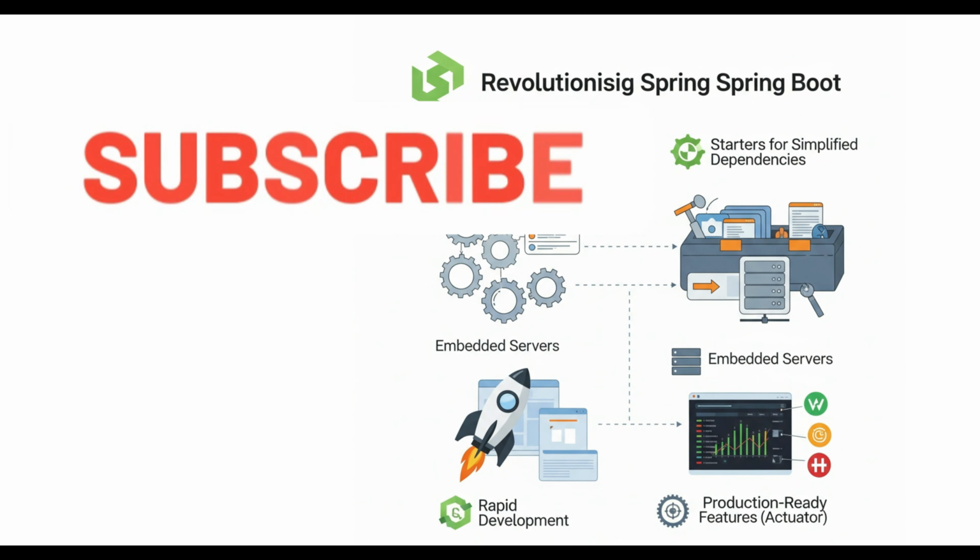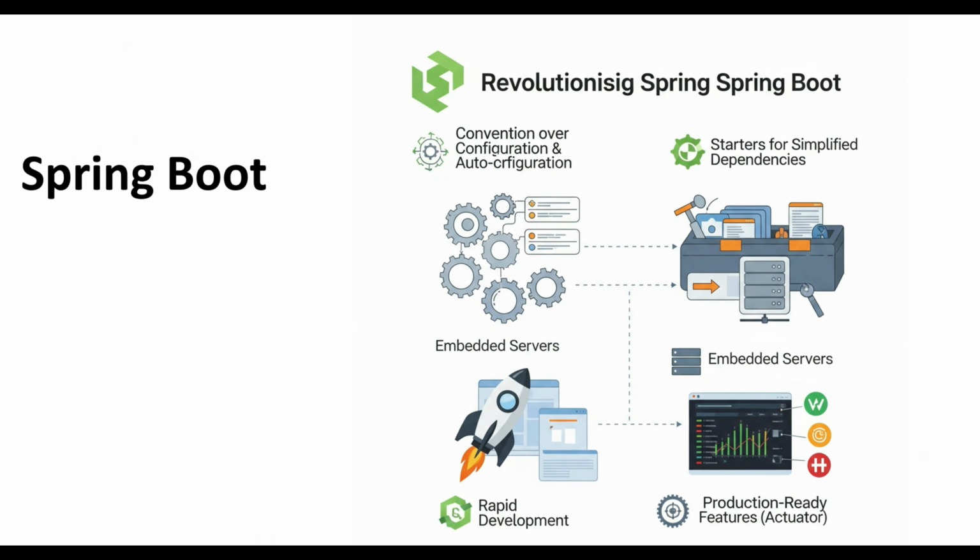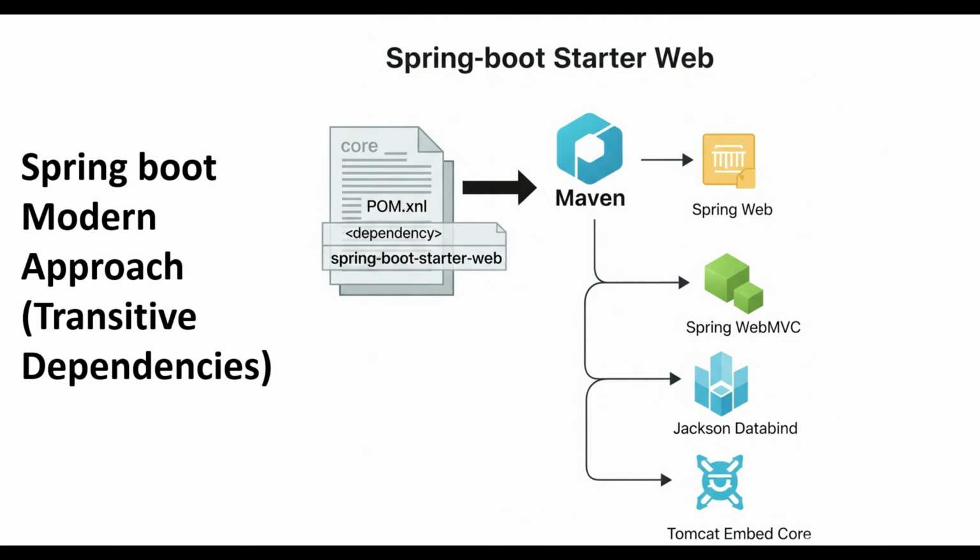It can check your health, it can check your metrics, it can check your environment variables, it can check some information about your application. It will give you all things, so it is very easy to operate. Now this is one of the added advantages. Now you see, like in pom.xml, the moment you add that, you will have all these transitive dependencies in a single starter web.